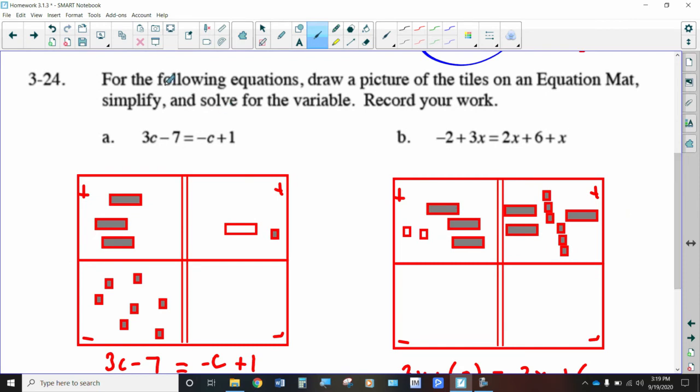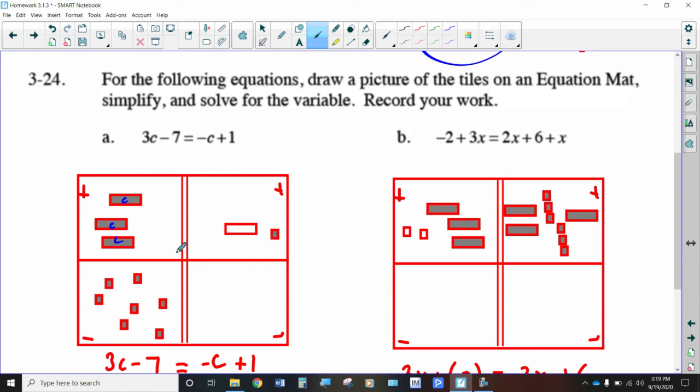All right. For the following equations, draw a picture of the tiles on an equation map and then solve. So 3 C's, those are our variables. I mean, C, they kind of look like X's, right? They're rectangles that are shaded in that have an undetermined length, even though we know the width is 1. Okay. So 3 C's minus 1, 2, 3, 4, 5, 6, 7. On this side is, oh, what happened? Oh, there it is. Negative C plus a 1.